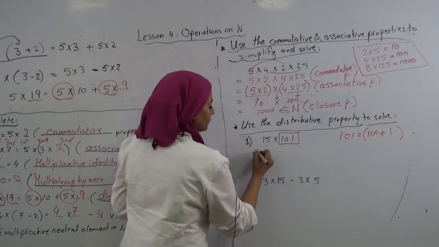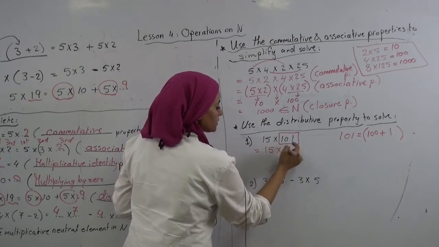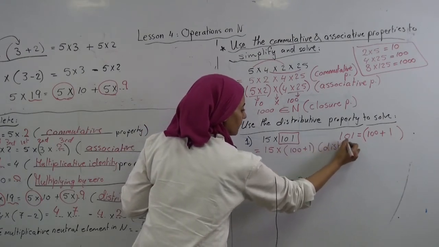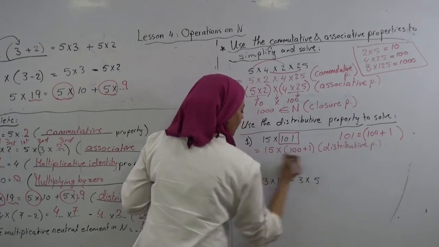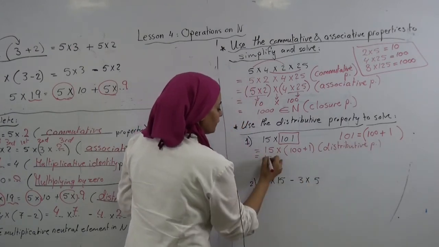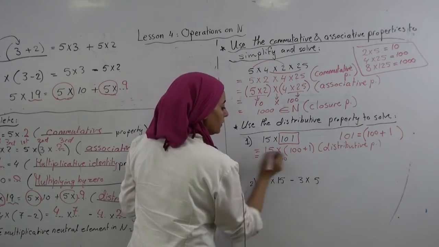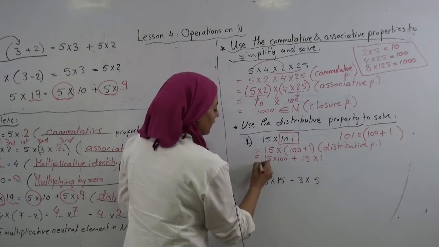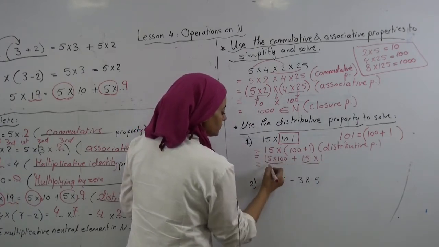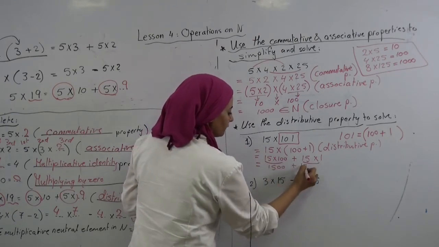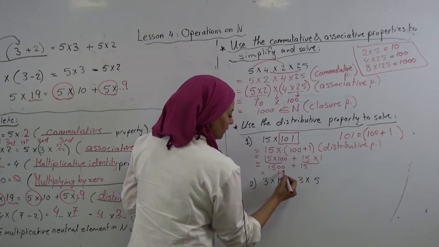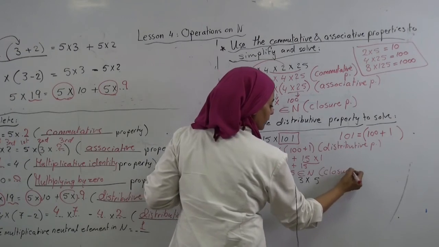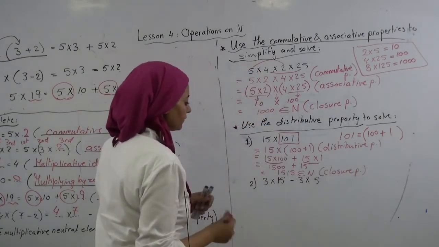Now we are going to start. It will be 15 times, exchange 101 by the brackets, 100 plus 1, and this is the distributive property. And then we are going to distribute 15 multiplied by 100, which is the first number, plus or minus, here it is plus, 15 multiplied by the second number. And then we are going to solve the faster operation first, 1500 plus 15, where the answer at the end will be 1515, which I knew from the beginning is a natural number, and at the end we are going to write closure property.